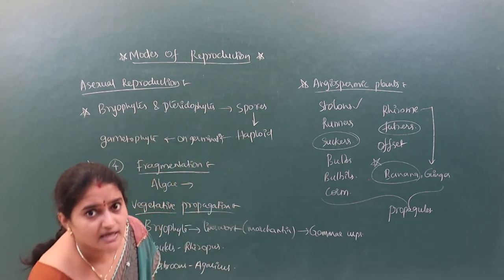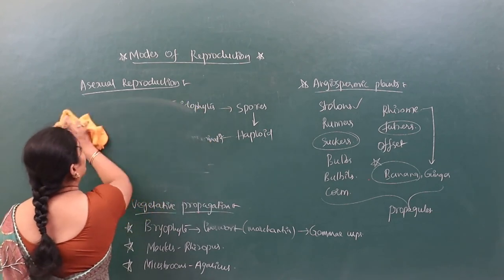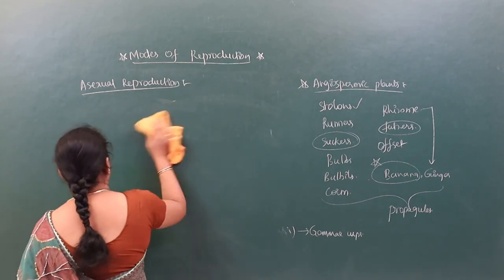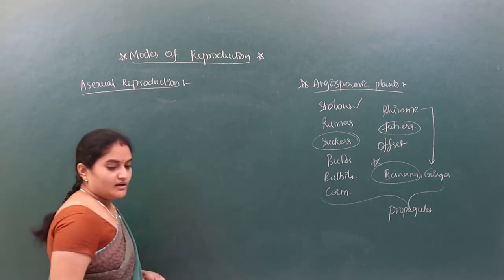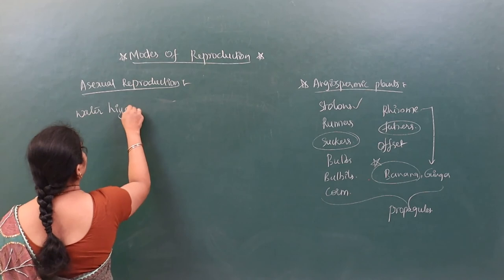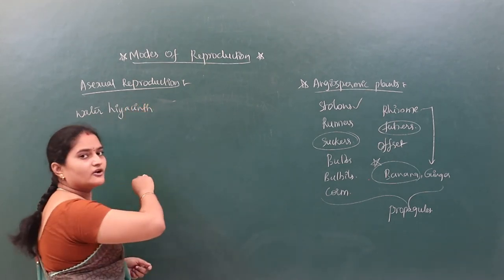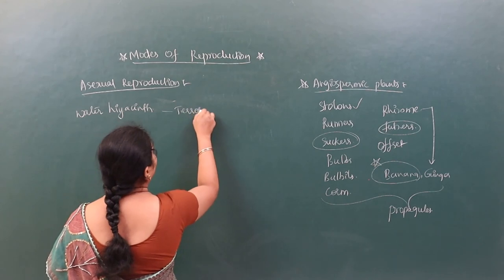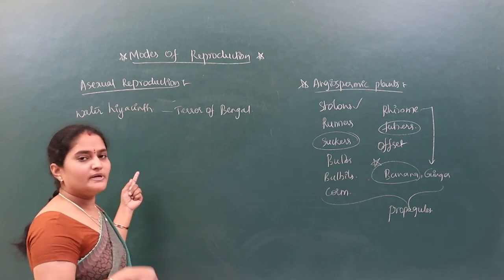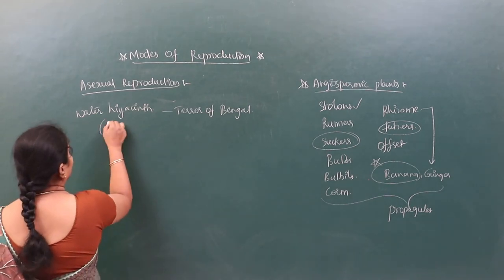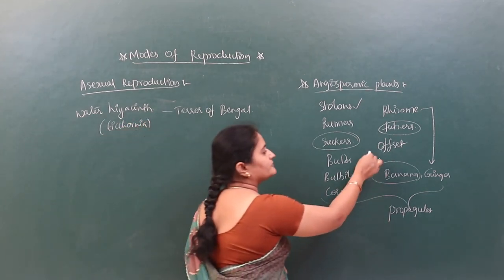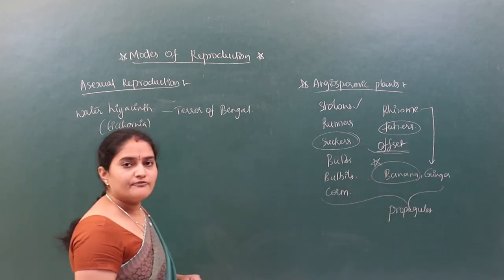And famously, we have to describe one thing: water hyacinth. Regarding vegetative propagation, we have to discuss water hyacinth. What is water hyacinth? It is considered the terror of Bengal. Water hyacinth is commonly known as Eichhornia. It undergoes vegetative propagation by offsets.